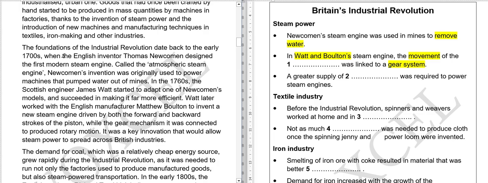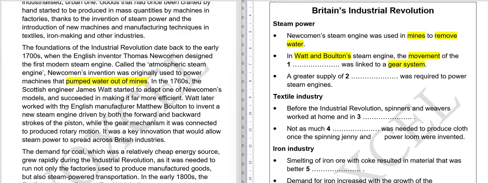The foundations of the Industrial Revolution date back to the early 1700s when the English inventor Thomas Newcomen designed the first modern steam engine called the atmospheric steam engine. Newcomen's invention was originally used to power machines that pumped water out of mines. So, remove water. In the 1760s, the Scottish engineer James Watt started to adapt one of Newcomen's models and succeeded in making it far more efficient.